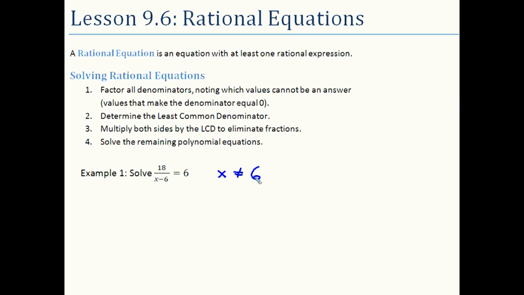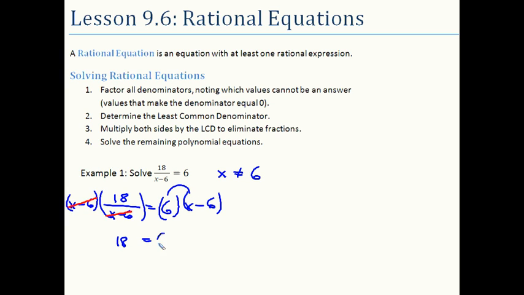So the least common denominator is simply x minus 6, so we're going to take the 18 over x minus 6 and multiply both sides by that least common denominator. On the left side, that denominator cancels. The x minus 6 cancels with x minus 6. On the right side, we'll go ahead and distribute. So we have 18 on the left equals 6x minus 36.